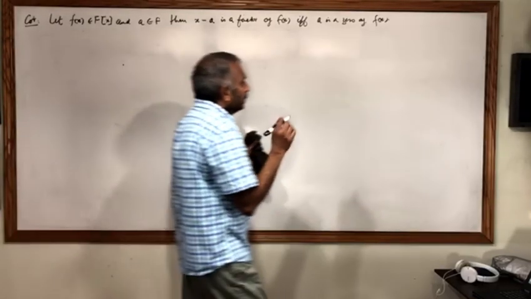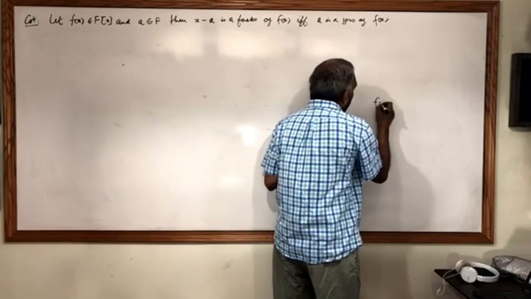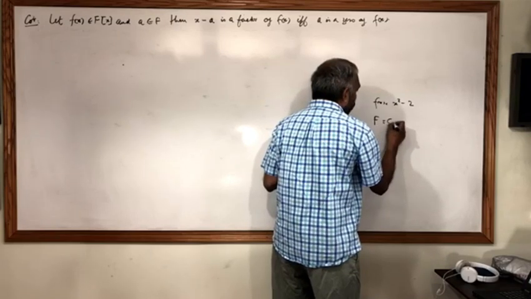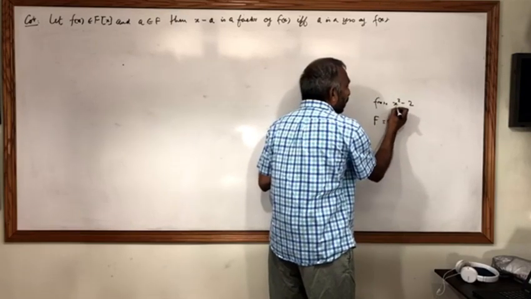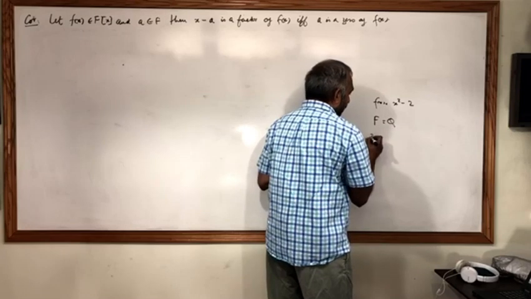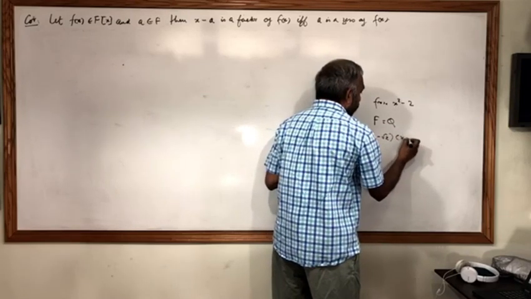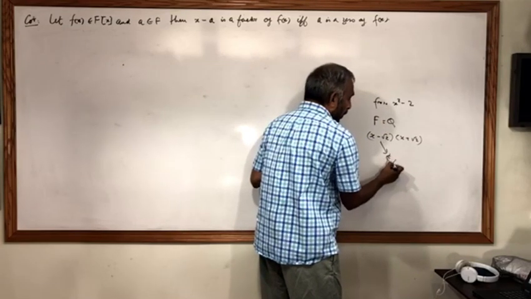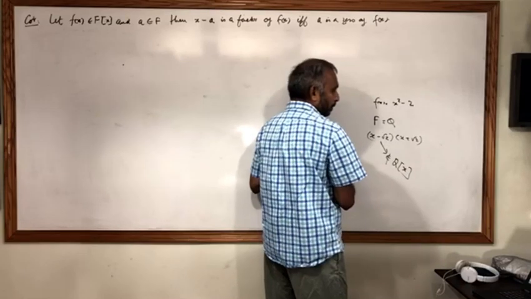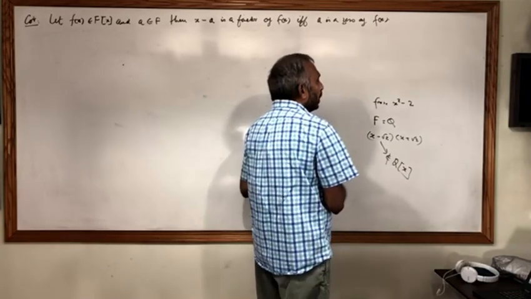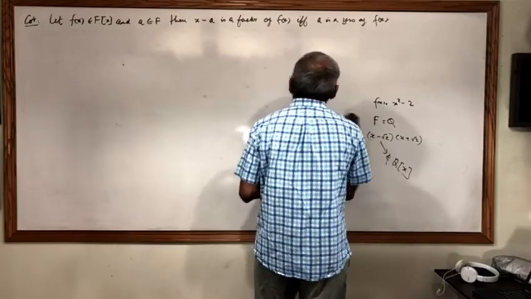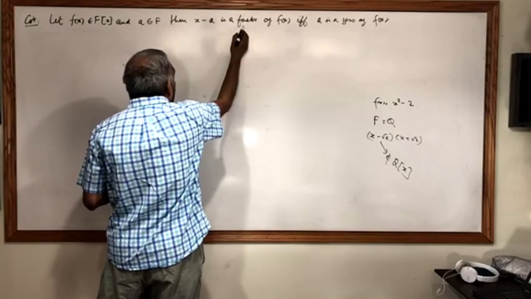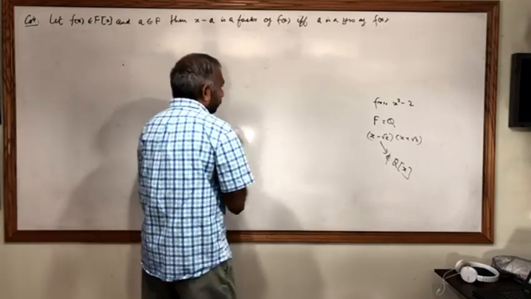For example, if you take f of x is equal to x square minus 2 and our F is Q, then this cannot be factorized in Q of x. See, x minus root 2, x plus root 2, these are the factors of this, but these do not belong to Q of x. Okay? So, if this is an element of F, then this is a factor. Otherwise it is not.